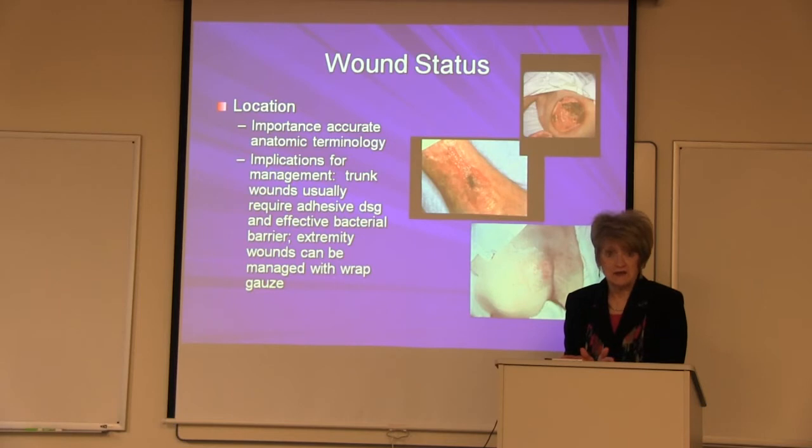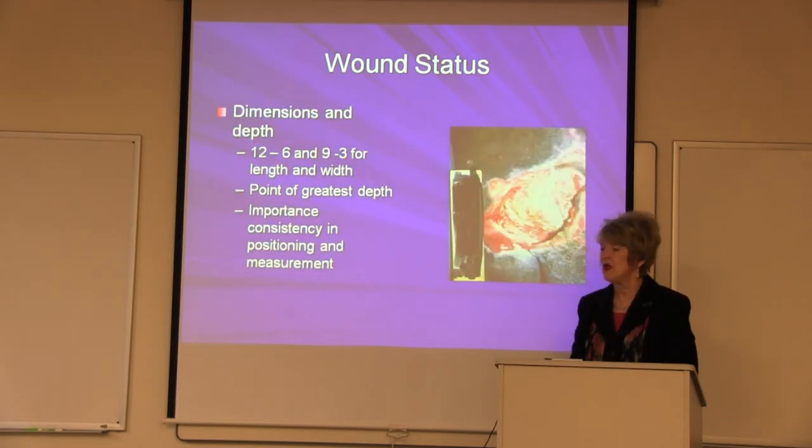Also, location has implications for management. If you have a trunk wound, you know that you're usually going to need an adhesive dressing, something that will stay in place. In contrast, if it's an extremity wound, you can frequently secure it with wrap gauze. So location, very important from a legal, regulatory perspective, but also important in terms of looking at therapy.